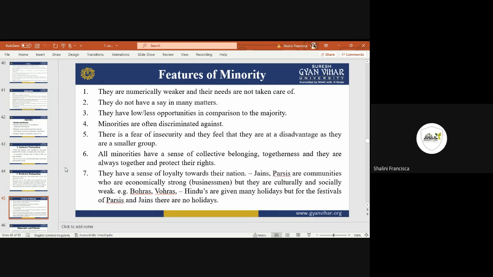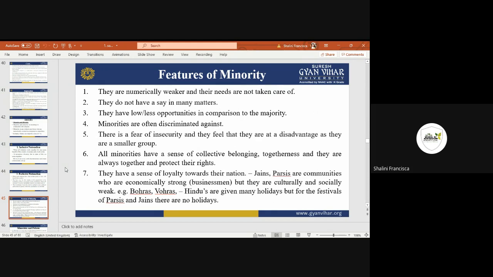And if you talk about the minority or suppressed groups, they are not even talked about. Even the tribal people are not included in the minorities. They have less opportunity in comparison to the majority. If they are numerically weaker, it is clear that they are not going to be counted as a competitor for the majority.